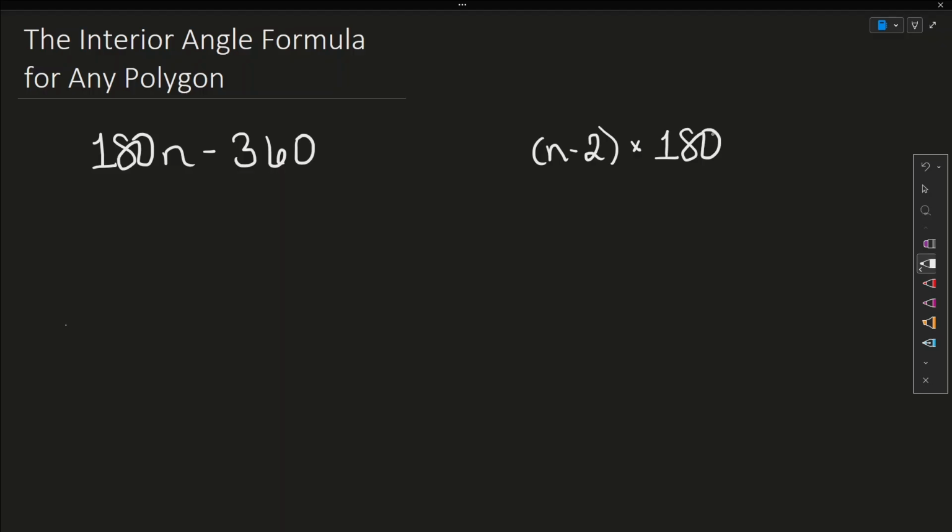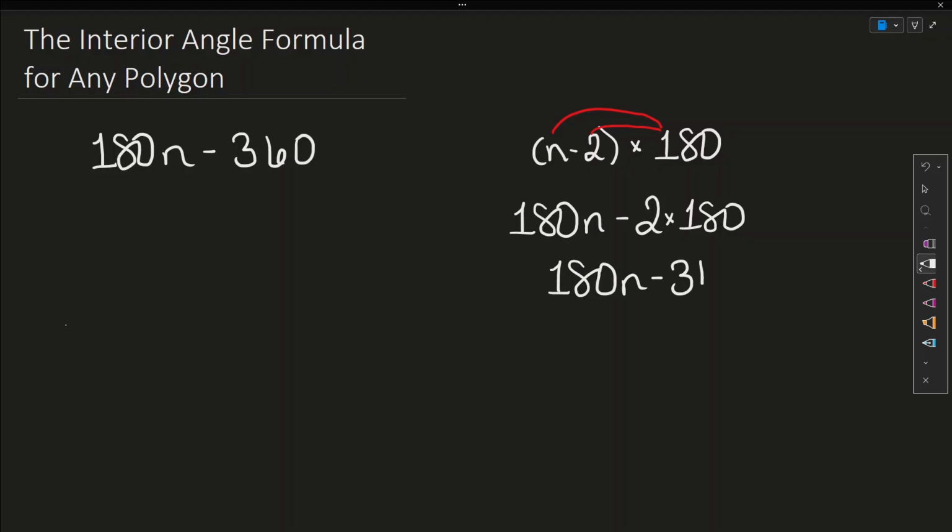I've now found 2 different formulas for the angle sum of a polygon, 180n minus 360 and n minus 2 times 180. Let's compare these. If I look at this second one and I use my distributive property, I would do n times 180 and then minus 2 times 180. 2 times 180 is 360. They are exactly the same. 2 different ways of thinking, but the same mathematical result.